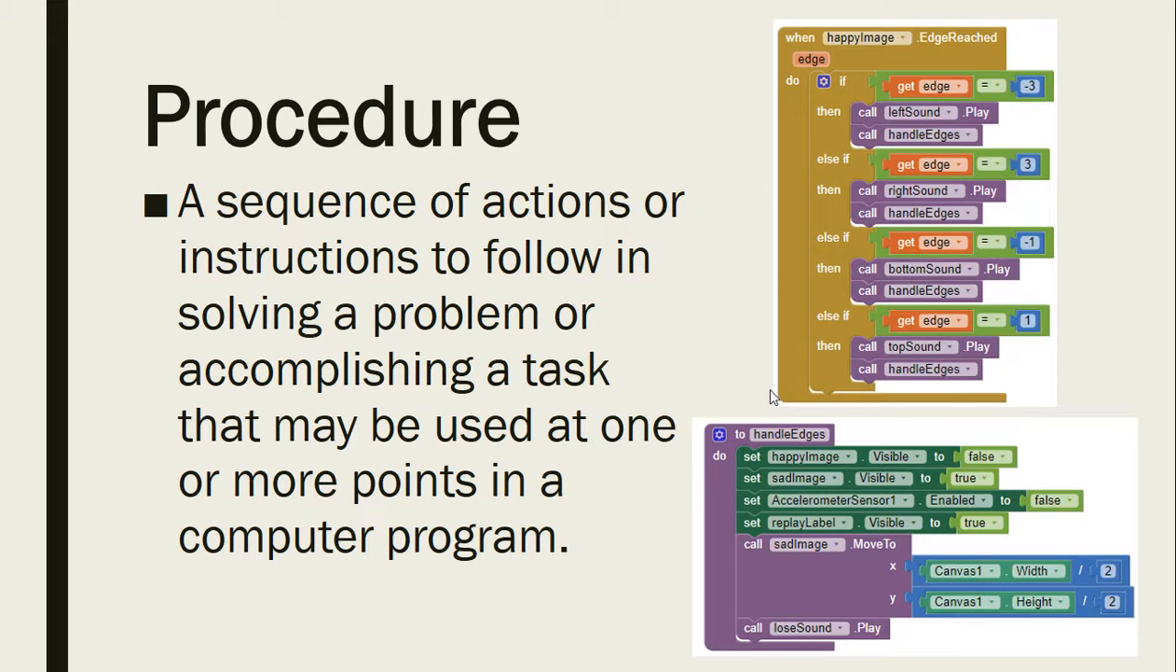So basically it's a sequence of actions or instructions to follow in solving a problem or accomplishing a task that may be used at one or more points in the computer program. It just creates writing many fewer lines of code by using a procedure. So instead of writing those 6 lines of code 4 times, so there's 24 lines of code, I wrote it the 6 times, and then I just called it 4 more additional times. So now I basically turned 24 lines of code into 10 lines of code. And that's sort of the beauty of a procedure.